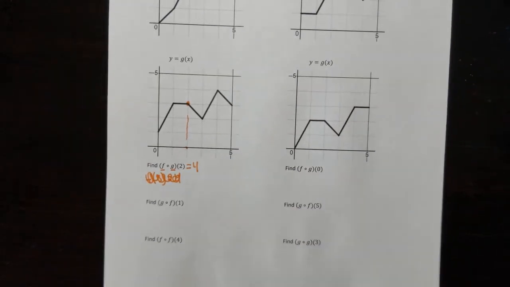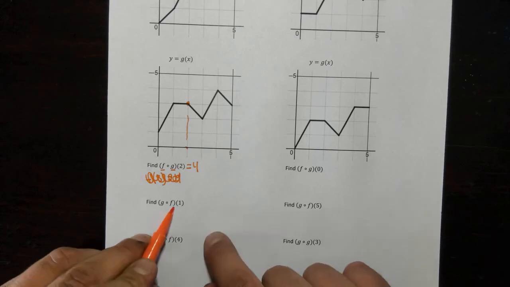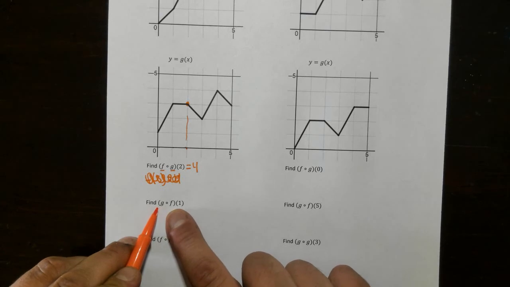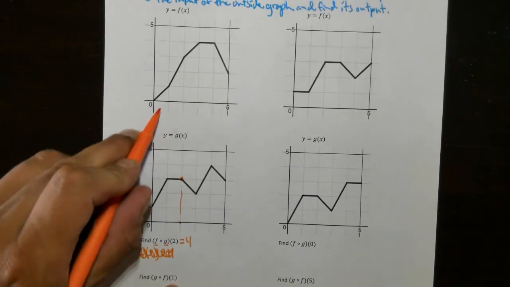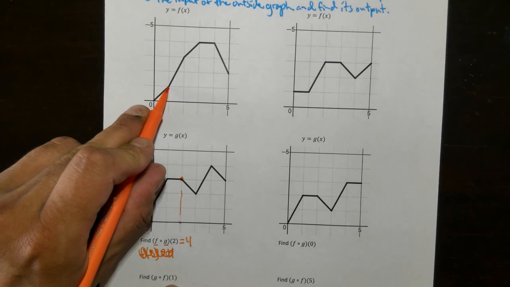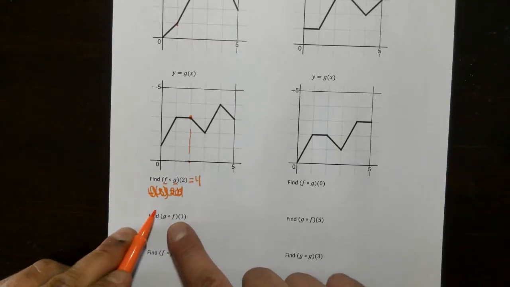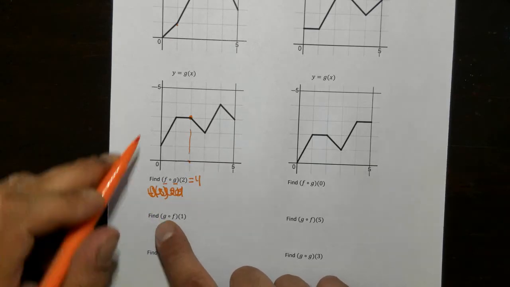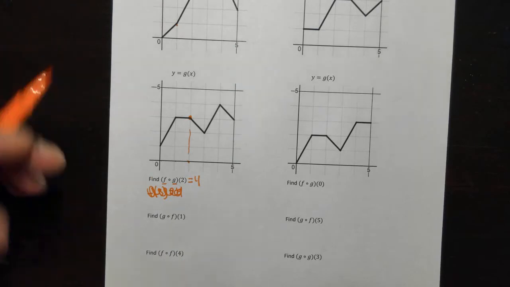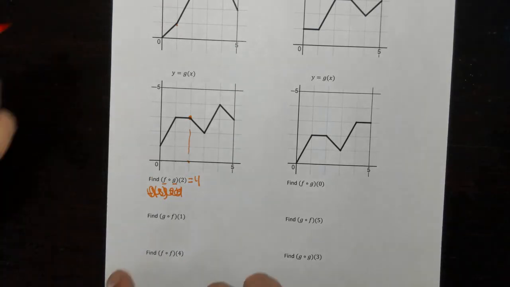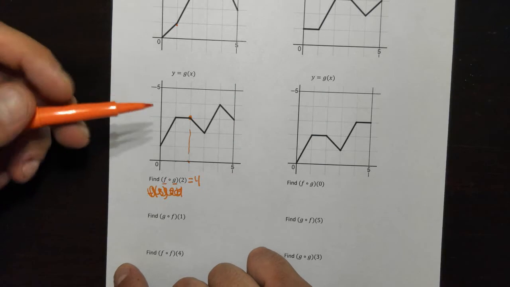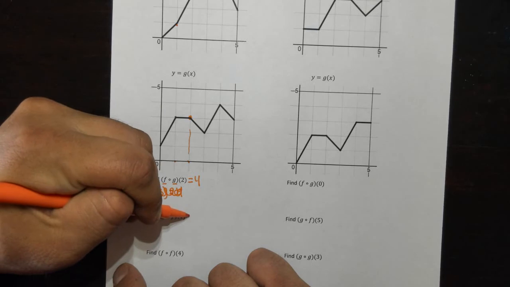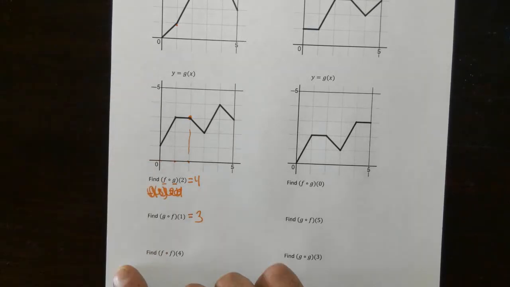Let's take a look at g of f of 1. So now f is our inside function and g is our outside. So I'm going to see what the output of f is at 1. So at 1, it looks like the output is 1. And now I want to go to my outside graph and plug in 1 there. So 1 here, that's going to be 3. So g of f of 1 is 3.